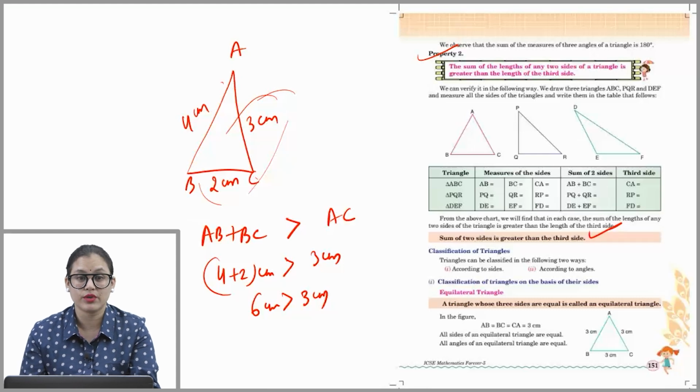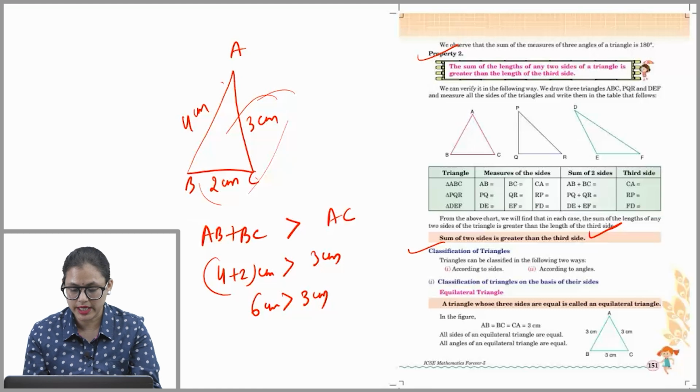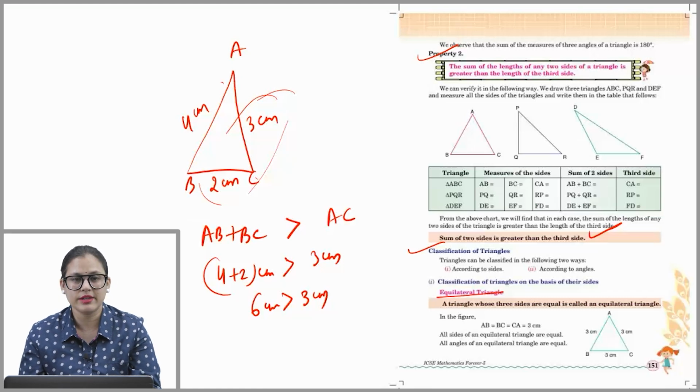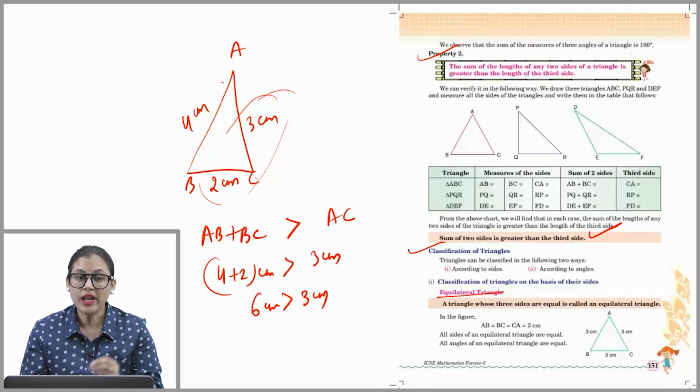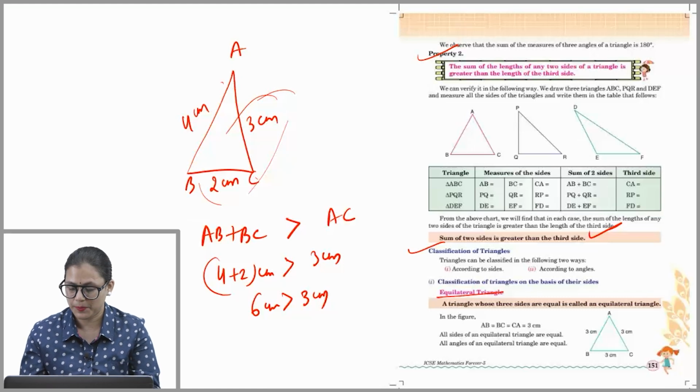Now, classification of triangles. Triangles can be classified in the following 2 ways, according to sides and according to angles. Number 1, classification of triangles on the basis of their sides. Equilateral triangle. A triangle whose 3 sides are equal is called an equilateral triangle. Look at this figure, all 3 sides are equal, okay, and all angles of an equilateral triangle are equal, right?